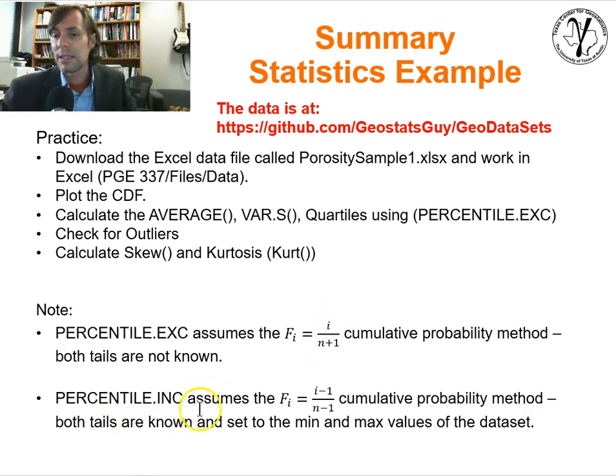With percentile.inc, if you take data value number 1, i equals 1, you get a 0 for the cumulative probability, and if you put an n in there, you get a cumulative probability of 100%, meaning that you're assuming the min and max of your data set are in fact your tails, your ultimate min and max. Okay, so go ahead and do this. I'll review the answers very quickly in 3, 2, 1.